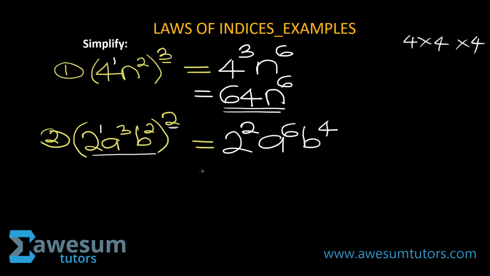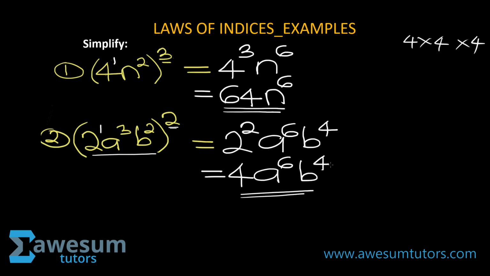Very good, guys. Then I have 2 raised to the power of 2, which means you multiply 2 by itself twice. That is 2 times 2 is 4. a raised to the power of 6. And then b raised to the power of 4. So that means my final answer is 4 a raised to the power of 6, b raised to the power of 4.